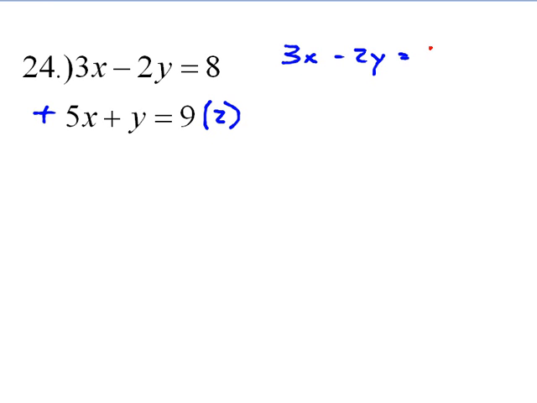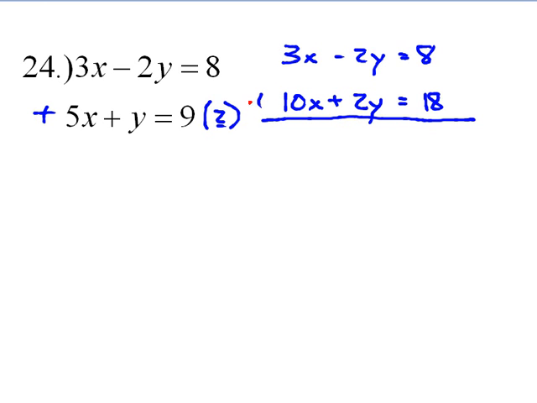2y equals 8. Now we're going to multiply both sides of the equation by our constant. So we end up with 2 times the 5x gives us 10x. 2 times the y gives us a positive 2y. That's what we were driving for. And 2 times the 9 is 18.